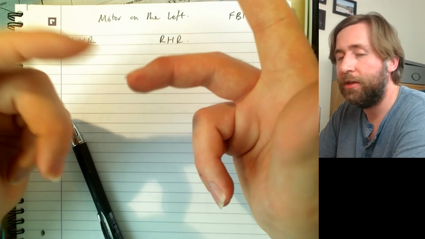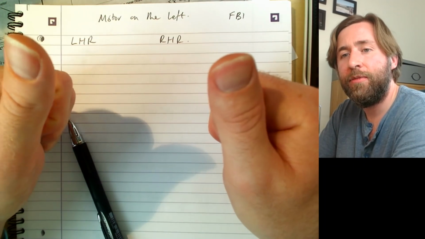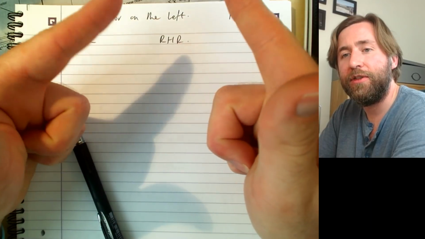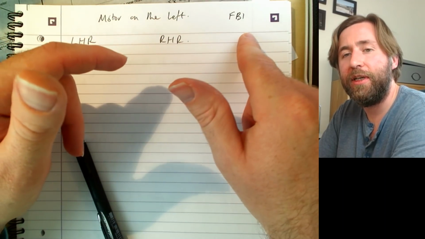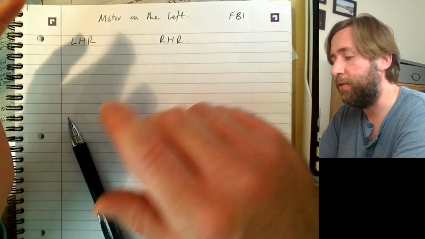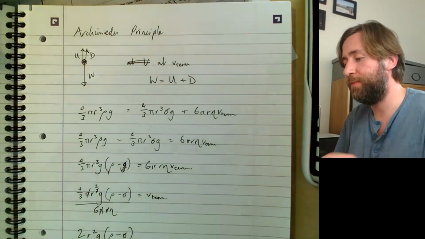But for both of these hands, for figuring out either motor effect or EM induction, you just remember the thumb is F, the first finger is the field, B, and the second finger is the current, I. So F, B, and I. Okay, it's a really neat way of remembering them. So that's all that is.